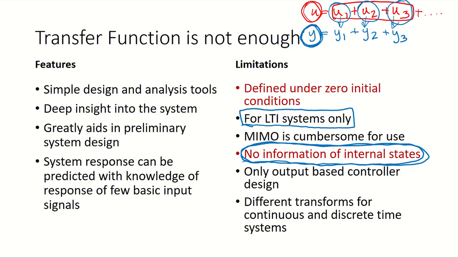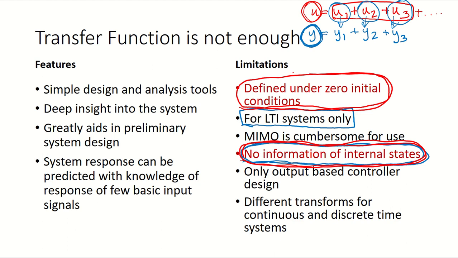So why is this important? I am highlighting this fact: no information of internal state. From here we will begin our investigation. Why is this really a drawback? Why is this really a limitation? Also, this is a limitation. I have already highlighted them with red, so again, stressing on this.